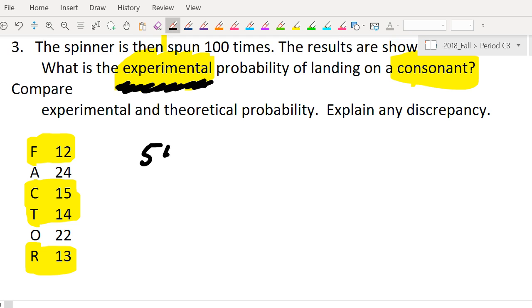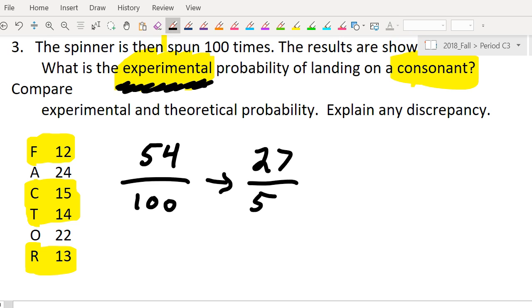Cool. So 54 over 100, which reduces to 27 over 50. Thank you very much. Now my question is, what if they could have tricked you? It could be a tricky McTrickster problem, and it would say, okay, the spinner is spun 100 times, the results are shown below. What is the theoretical probability of landing on a constant?